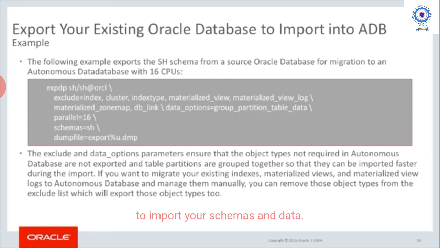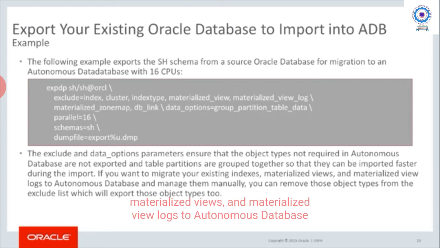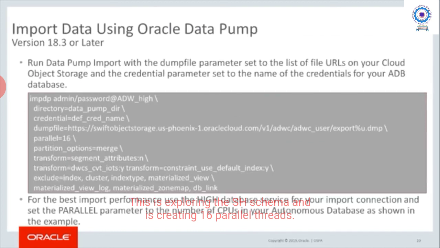If you want to migrate your existing indexes, materialized views, and materialized view logs to Autonomous Database and manage them manually, you can remove these objects from the exclude list, which will export those object types too. This is exporting the SH schema and is creating 16 parallel threads.